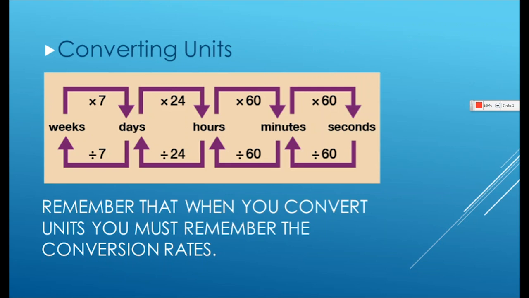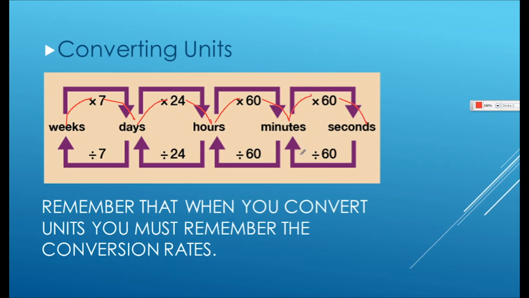So you're going to go from weeks to days, right? You know that there's 7 days in a week. So, times 7 gives you the number of days. Then times 24 gives you the number of hours. Then times 60 gives you the number of minutes. Then times 60 again gives you the number of seconds.